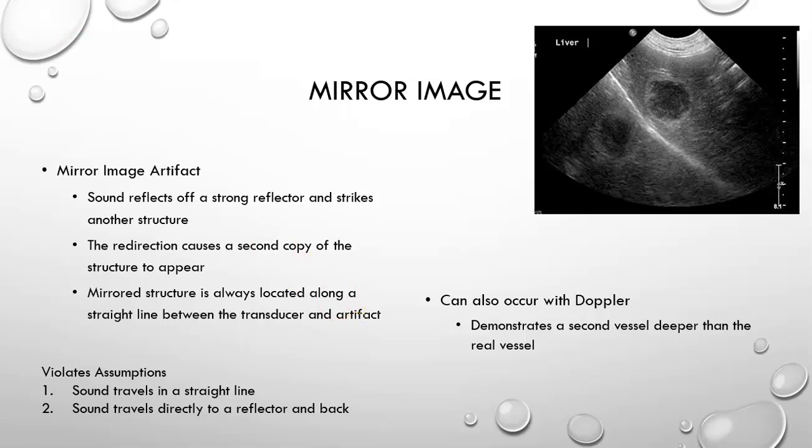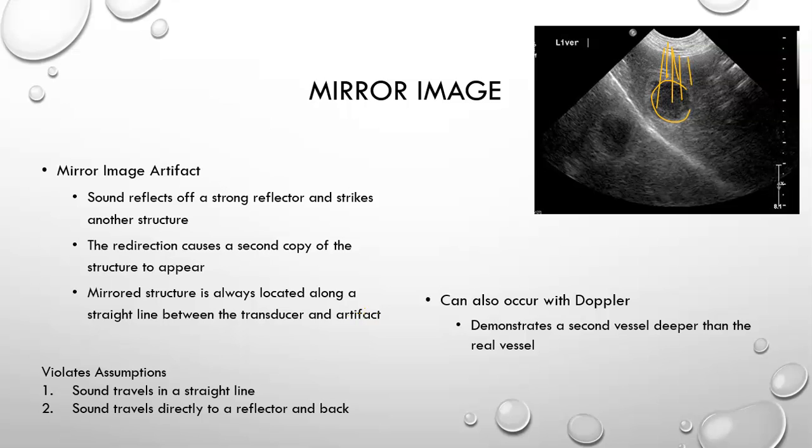Okay. So if we look at this picture, we can see that where this lesion is within the liver here, this is seen perfectly when the sound travels directly to it and then comes back. So along these scan lines, this lesion is placed correctly.